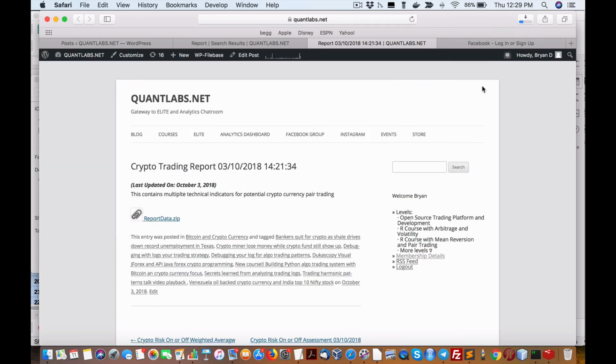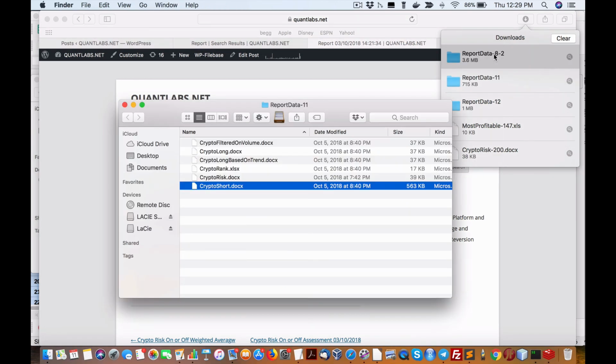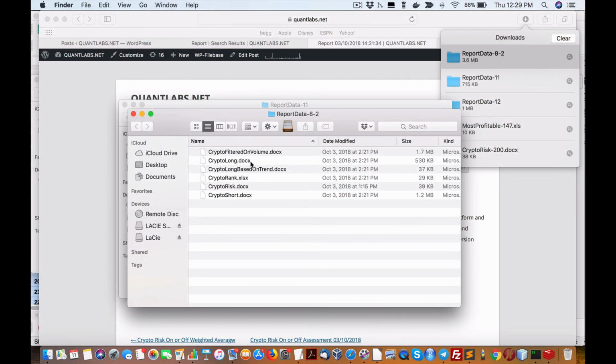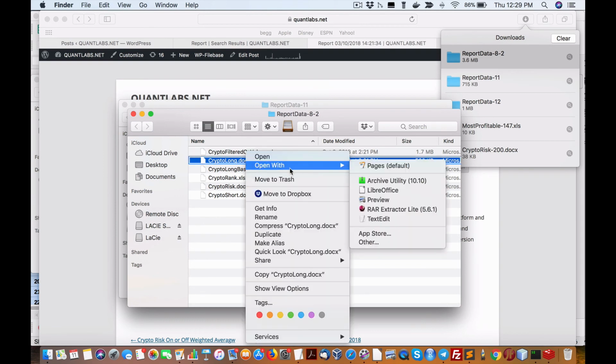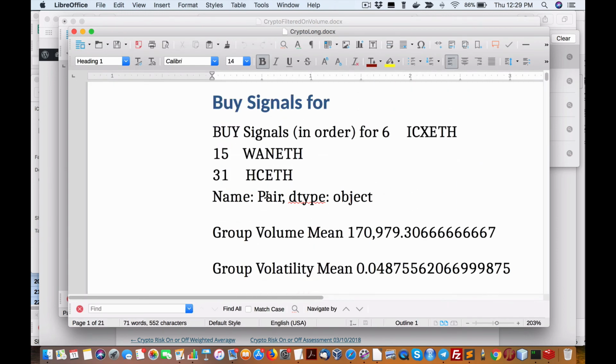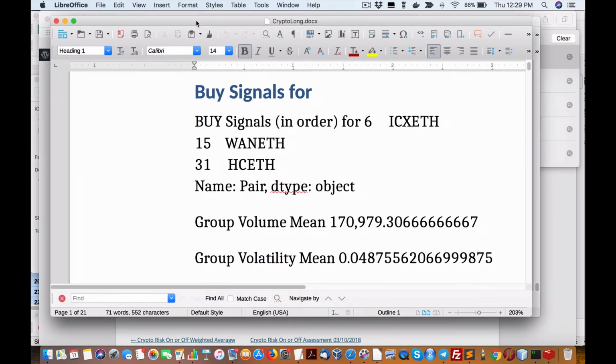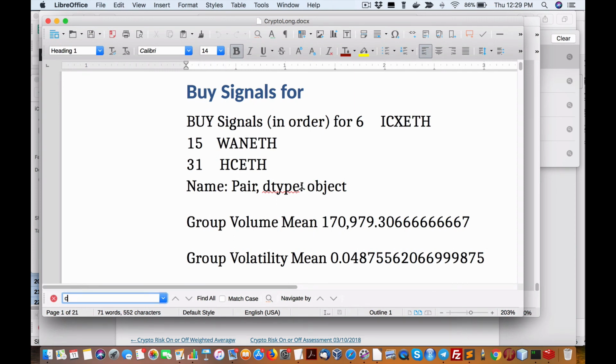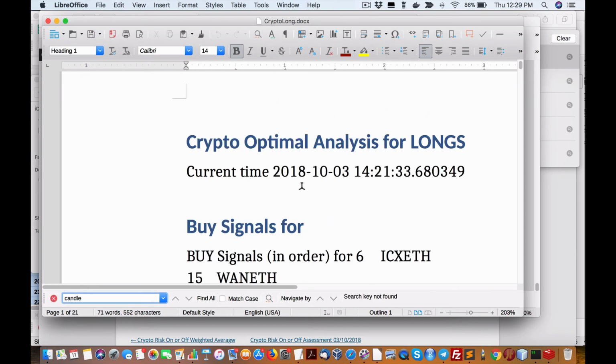Yes, so there are more longs in here. So let's check out this one. As I said, we have two pairs. Nothing really changes in this. So you have ICX, WAN, Ethereum. Let's see if we have any candles. No candles reported. Let's see if there's any shoulder reported. No, or any harmonic at all.